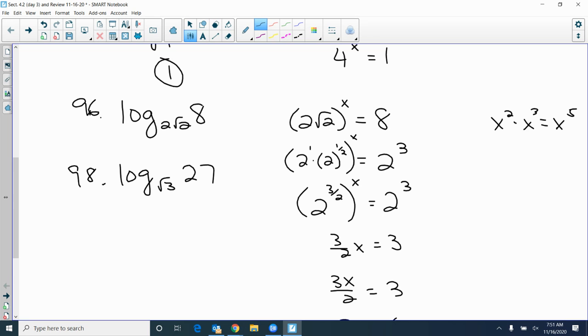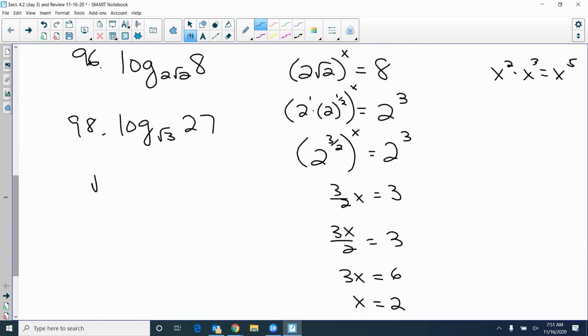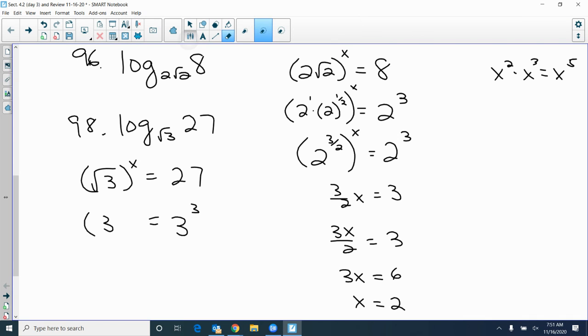So we're going to do something similar to that. So this means square root of 3 to the x power equals 27, right? Can we get these to the same base? Well, what is 27? That is 3 to the third power. And square root of 3 is 3 to the 1/2, and then that's to the x power.